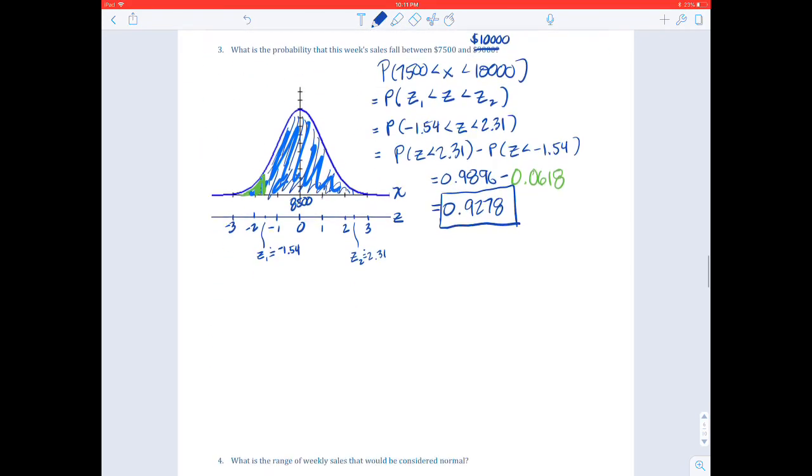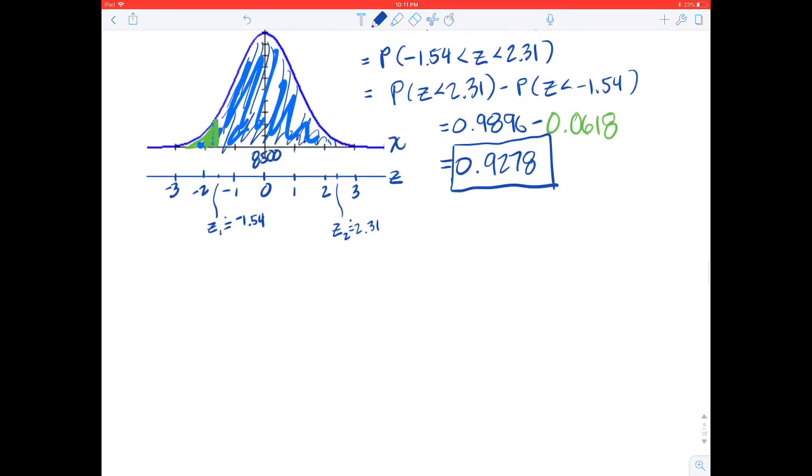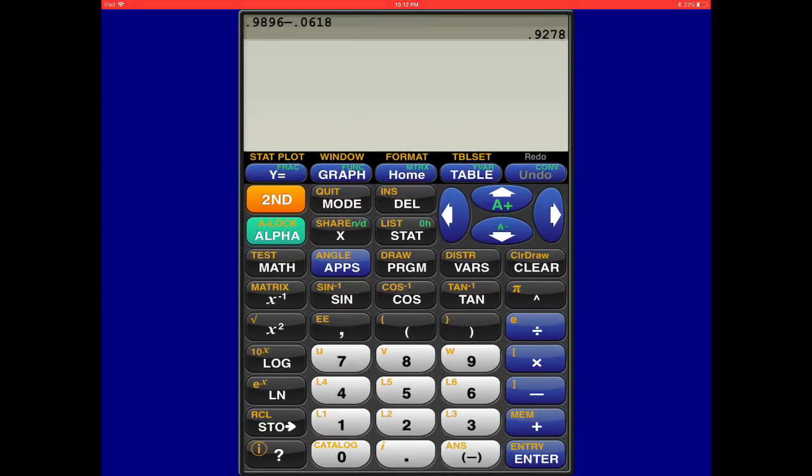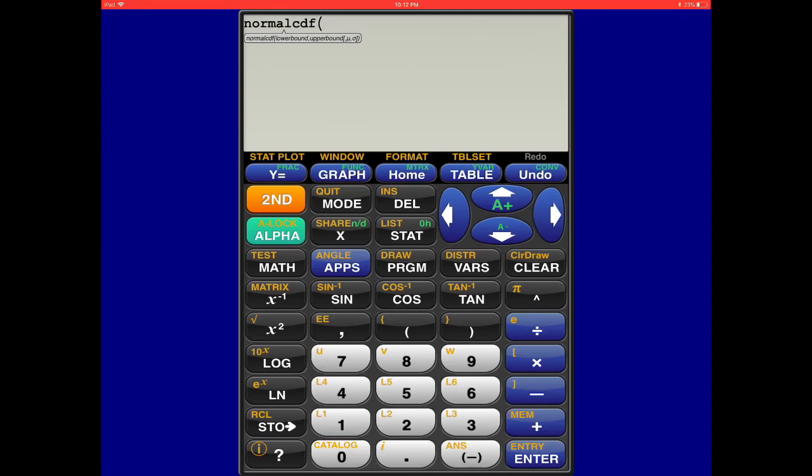All right, so I want to show you something else here. There is another way that you can do these without standardizing, but you got to make sure you know how to standardize, because I may have you do some of this stuff using the table and not using the calculator on the exam. So if you come back here and you do your regular stuff, second distribution, and you go to normal CDF, right, you can actually do the X numbers, but you got to include the mean and standard deviation in this order.